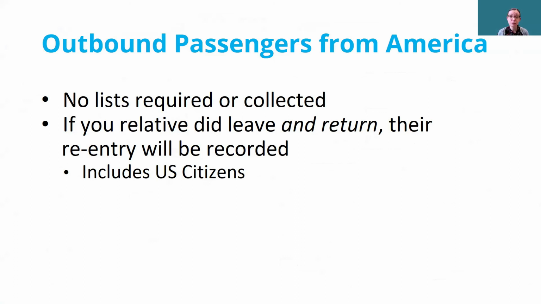And this includes US citizens, so it could be that you have an ancestor who simply went on an overseas trip, or you might have an immigrant ancestor who came in, left and went back overseas to collect other family members or just simply to visit, and then returned. So you could find them listed multiple times, but you won't be able to identify the dates of departure from the United States.